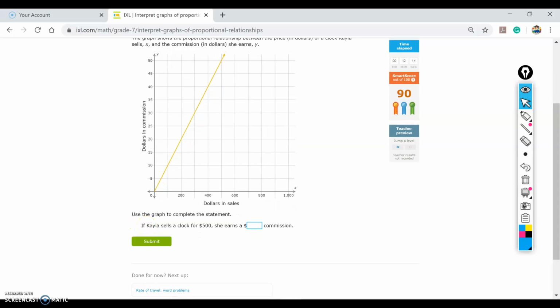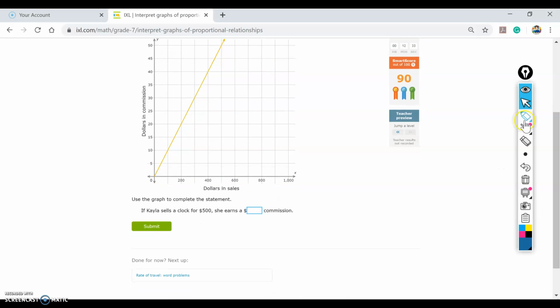It says, use the graph to complete the statement. If Kayla sells a clock for $500, it's a pretty expensive clock, but $500. So she sells the clock for $500. So we need to look at the axis. Look at the x-axis, which is this one here. And then you look at the y-axis and read what they're giving you there. So on this one, they're giving you dollars in commission, and this one dollars in sales. The problem is telling you that she sold the clock for $500.